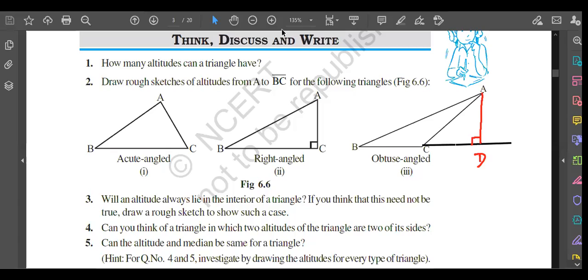So I hope all of you understood what is altitude and what is median, right? So I can say that median always stays inside the triangle, but altitude may be inside the triangle or outside the triangle depending on the type of triangle. Got it, everyone? Right? Tell me.